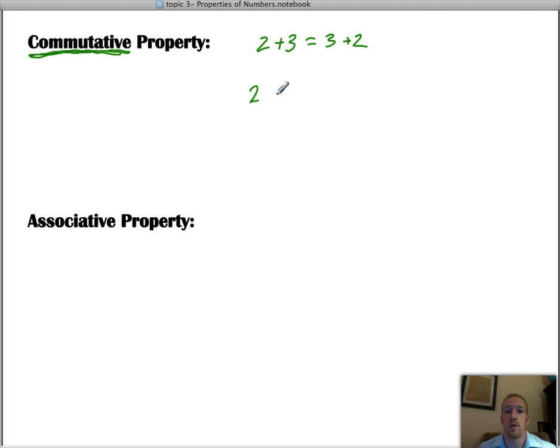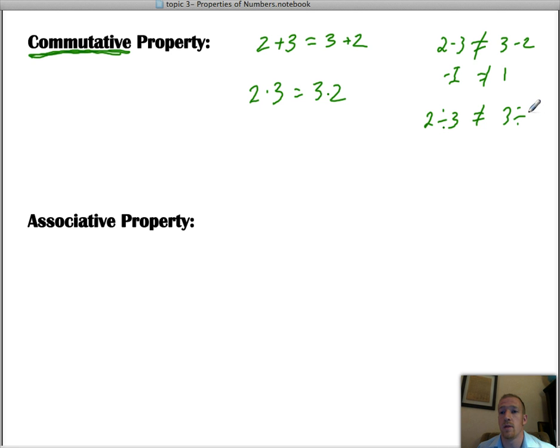All right, 2 times 3 equals 3 times 2. So that's the commutative property for multiplication. So multiplication works. Now, if we do it for subtraction, that doesn't work. 2 minus 3, 3 minus 2, those are not equal because that's a negative 1, and this is a positive 1. All right, same thing for division. Division does not work. 2 divided by 3 does not equal 3 divided by 2. If you plug them into your calculator, you get 0.6 repeating, and this gives you 1.5. Those are not the same.